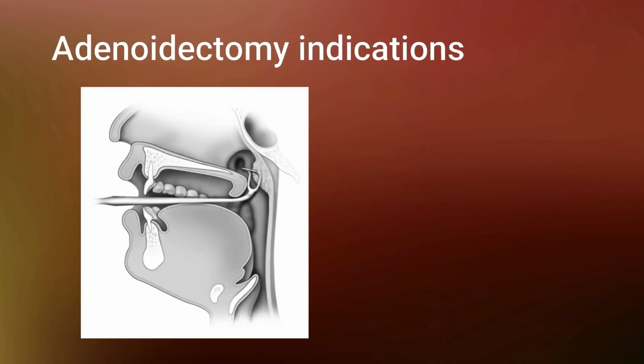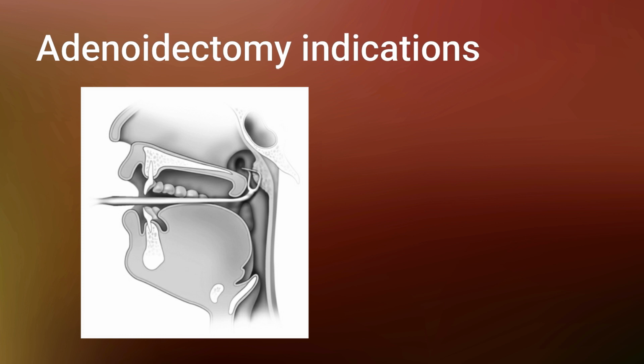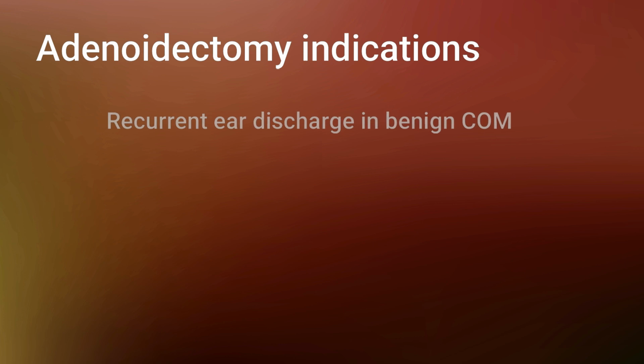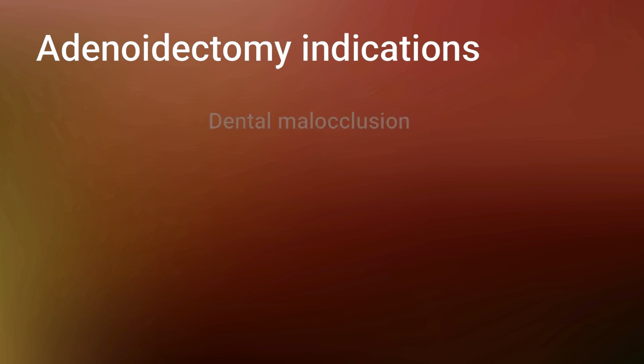The surgery for removal of adenoid is known as adenoidectomy. So what are the indications of adenoidectomy? Adenoid hypertrophy causing snoring, mouth breathing, sleep apnea syndrome or speech abnormality, recurrent rhinosinusitis, chronic otitis media with effusion, recurrent ear discharge in benign COM, and dental malocclusion.